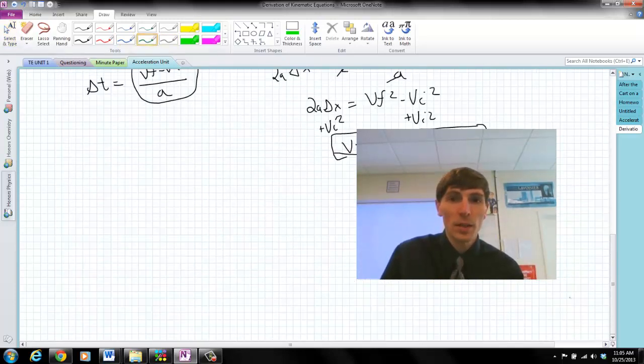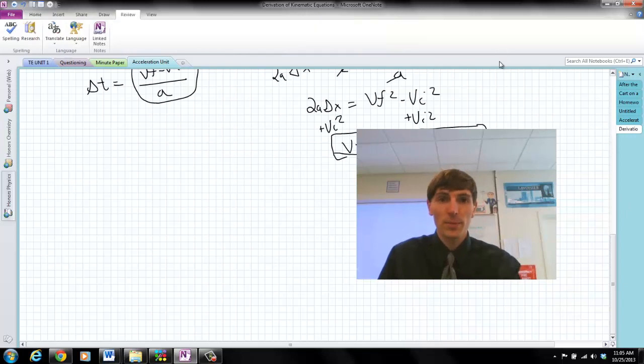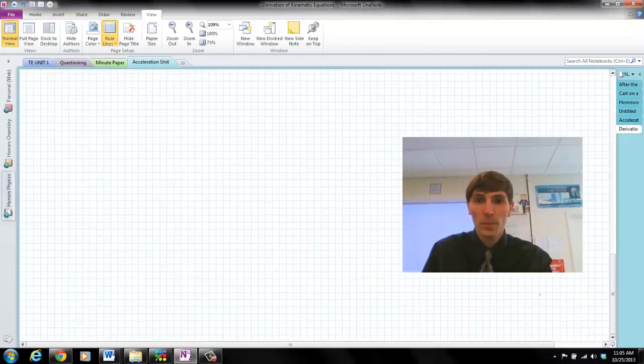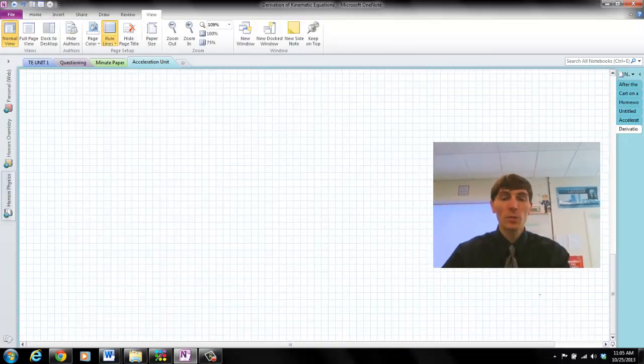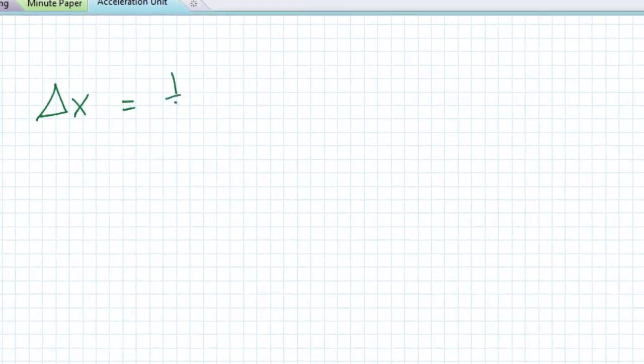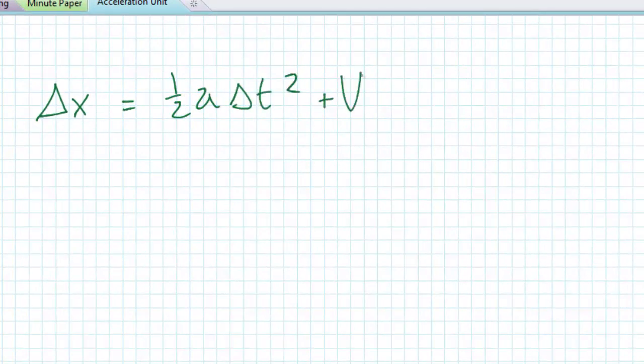So these are going to be our big three equations of motion that we're going to use as we go through this unit on constant acceleration. Okay, so here's the big three. The first one comes from our position time graph. Delta x is equal to 1/2 a delta t squared plus vi delta t. I'm going to take away the xi, because now we made it delta x. So this is our first equation.